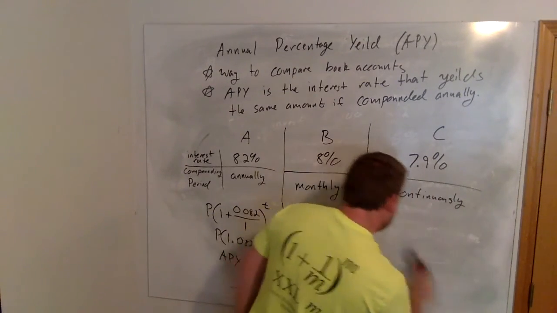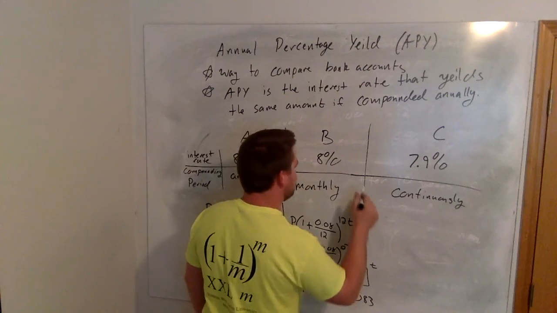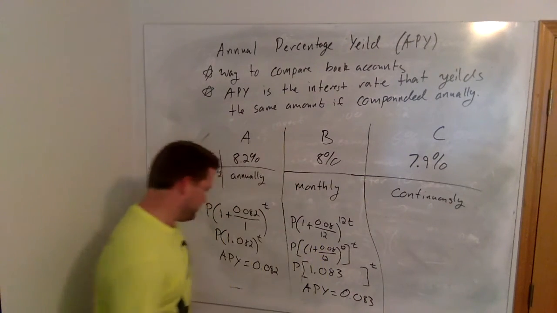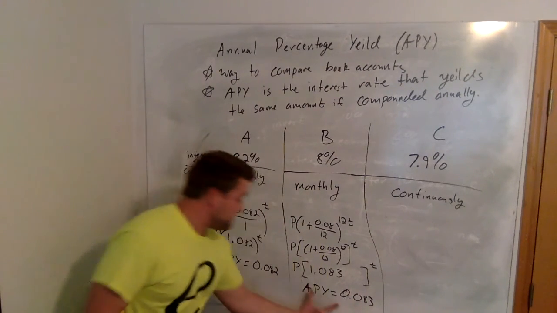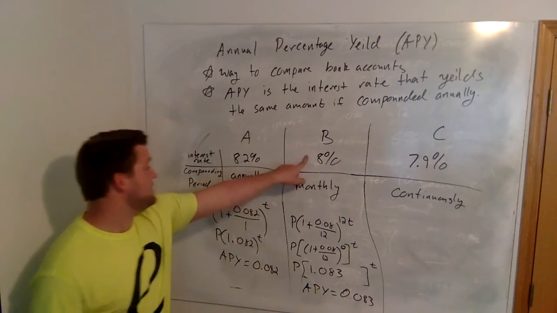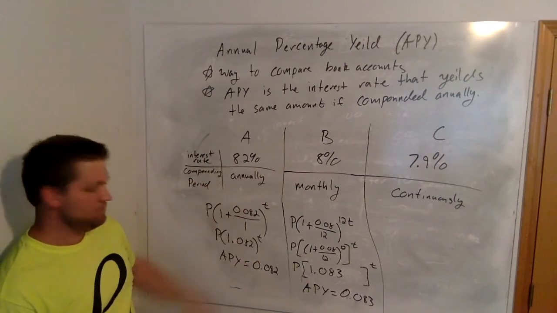Okay. So right off the bat, which bank account would you choose? Well, this has a better APY, so this bank account is better than this bank account.